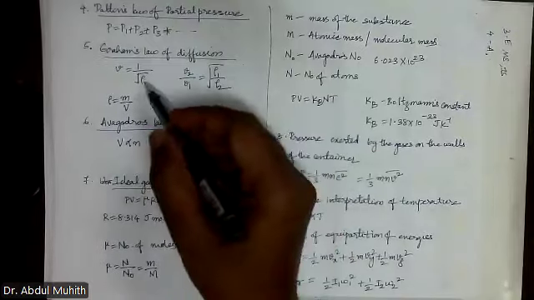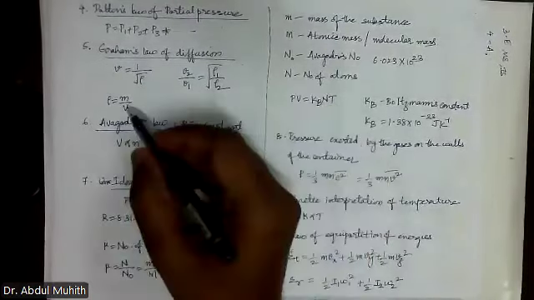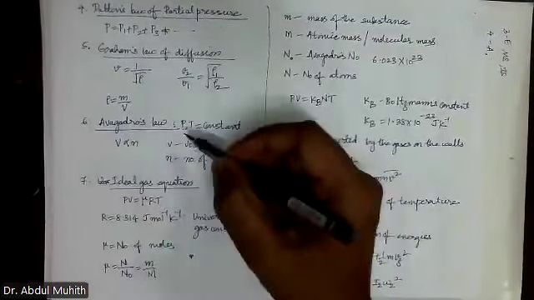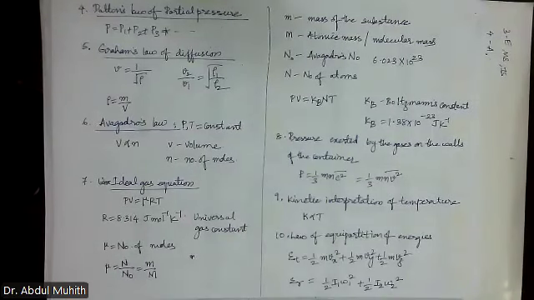Graham's law of diffusion: V is equal to under root of 1 by rho, or V2 by V1 is equal to under root of rho 1 by rho 2. Density is mass by volume. Avogadro's law: with P and T constant, V is proportional to N. Volume is directly proportional to the number of moles. Okay, so next is the ideal gas equation, PV is equal to mu RT, where mu is the number of moles and R is the universal gas constant.